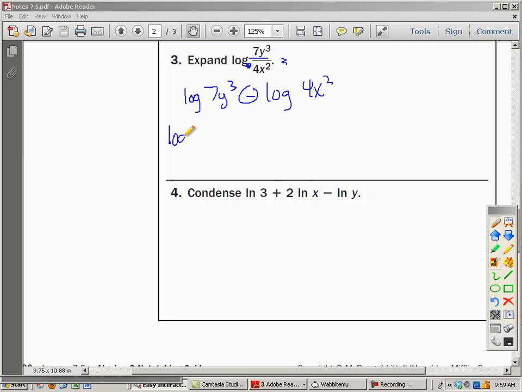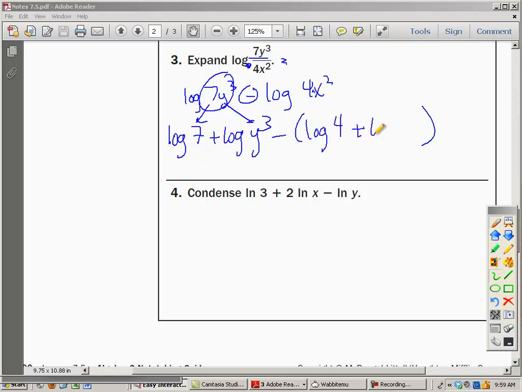So this becomes log of 7 plus log of y cubed, because again, 7y cubed makes a 7 and a y cubed. Now this gets a little tricky because we're subtracting this whole thing, but because this is 4 times x squared, I can write this as log of 4 plus log of x squared. And now let's deal with the fact that this was subtracting the whole thing, and so this is minus the whole thing, which becomes plus a negative and a negative.